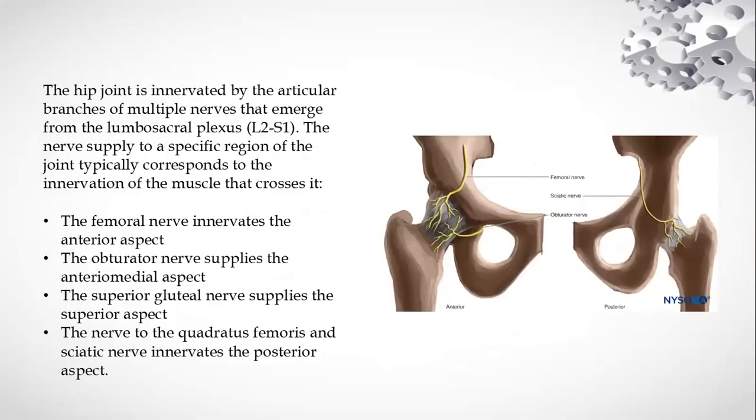So this is just a representative figure, though it is not in detail, about the sensory innervation of the hip joint. As we can see, in the anterior aspect of the hip joint, there is innervation from the femoral nerve and the obturator nerve that is shown in this figure. All of the innervation is coming from the lumbosacral plexus.